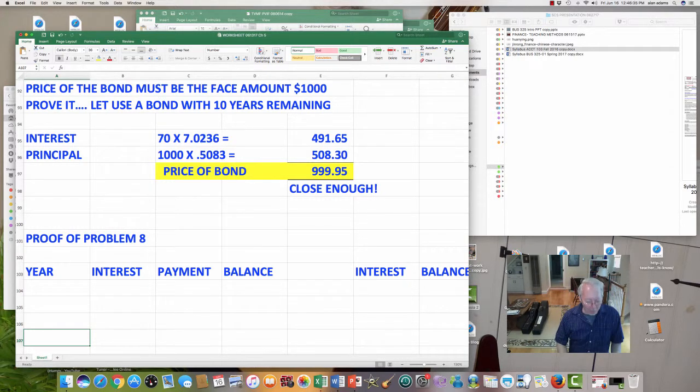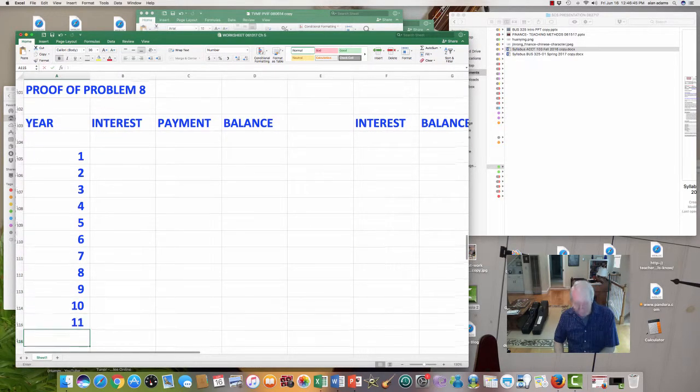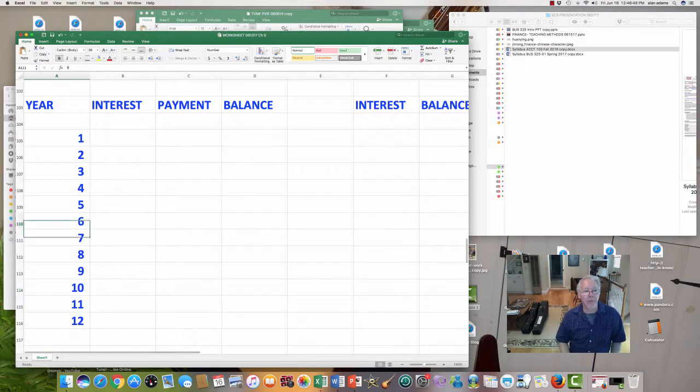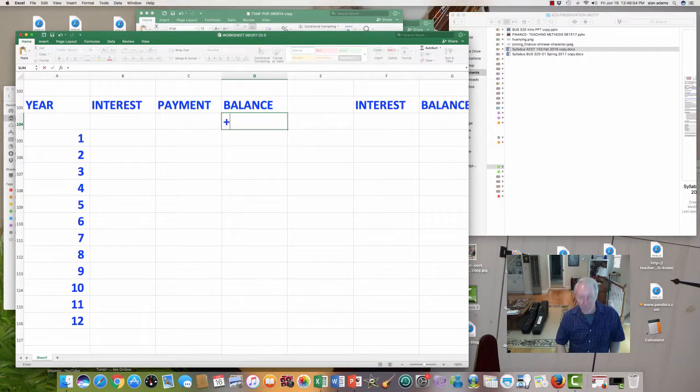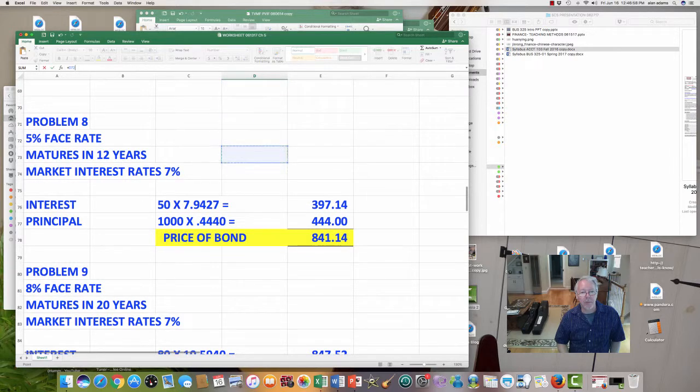So, how many years do we have left on this bond? This is problem number 8. It's going to be 12 years from now. 1, 2, 3, 4, 5, 6, 7, 8, 9, 10, 11, 12. Okay. I believe, and I'm going to actually grab the number from up top, that the present value of all of my interest payments is $397.14.